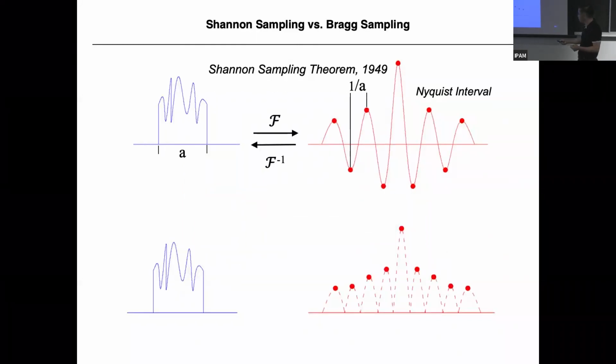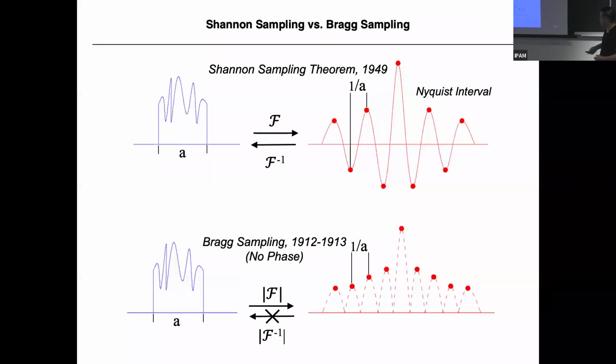For a crystal with one unit cell, salt for example, a few atoms of sodium chloride, if this is a, this should be 1/a. It's exactly the same. But of course, with a crystal, when you measure the diffraction pattern, the phase cannot be measured. So only the magnitude can be measured. We can get it directly, but from here, we cannot get it back. That's the phase problem. This is called Bragg sampling, with no phase, and you cannot get it back.